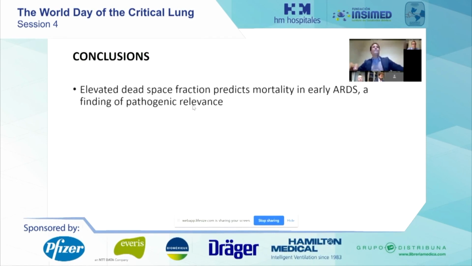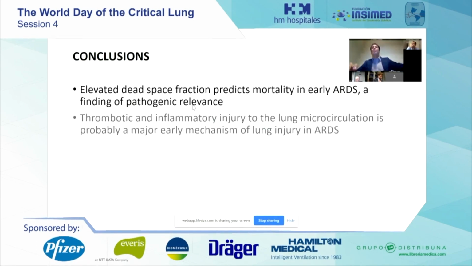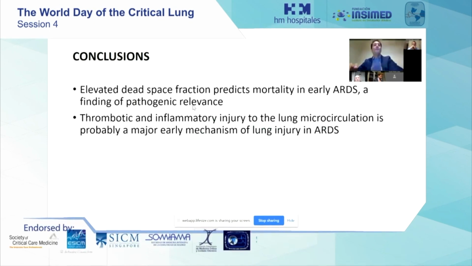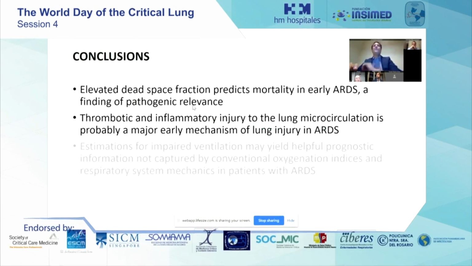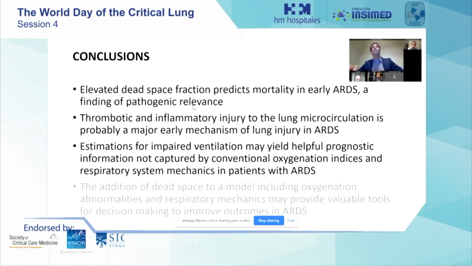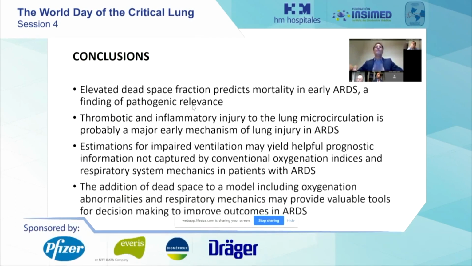So to finish, elevated dead space fraction predicts mortality in early ARDS, a finding of pathogenic relevance. Thrombotic and inflammatory injury to lung microcirculation is probably a major early mechanism for lung injury in ARDS. An estimation of impaired ventilation may yield helpful prognostic information not captured by conventional oxygenation indices and respiratory system mechanics in patients with ARDS. And maybe the addition of dead space to a model including oxygenation abnormalities and respiratory mechanics may provide valuable tools for decision making to improve outcome in ARDS.